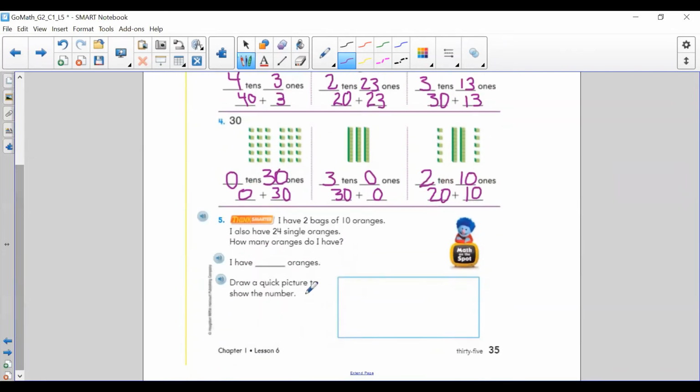So for math on the spot, I have 2 bags of 10 oranges. I also have 24 single oranges. How many oranges do I have? So let's watch math on the spot and see how they solve this problem.